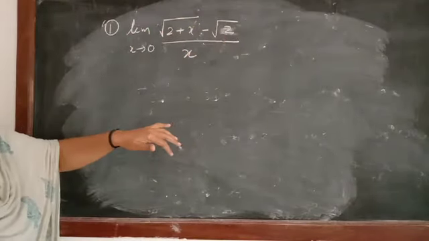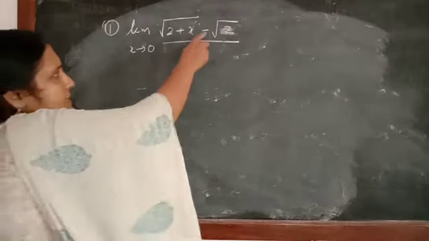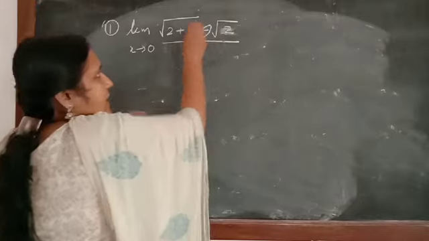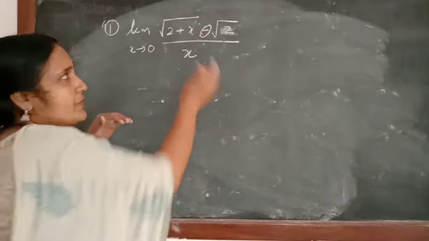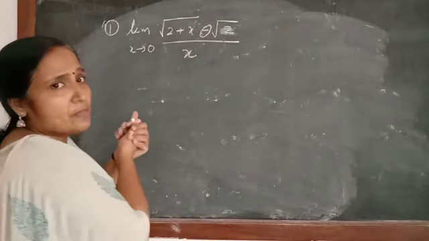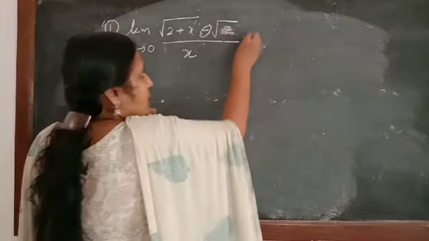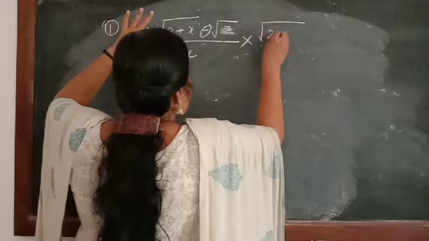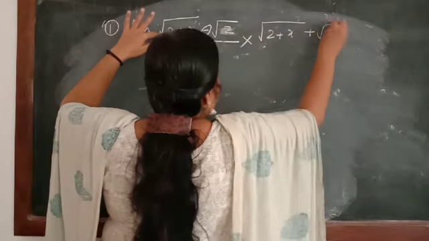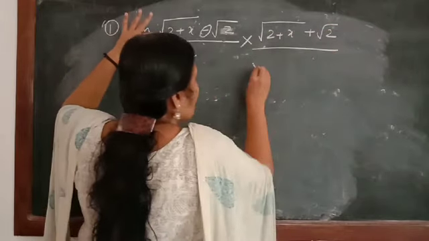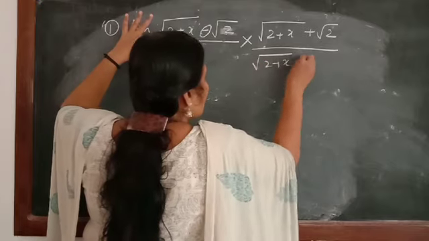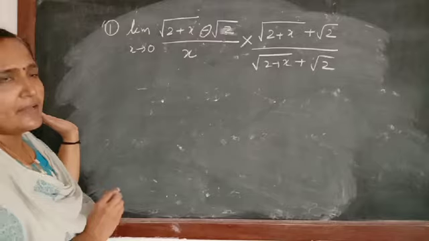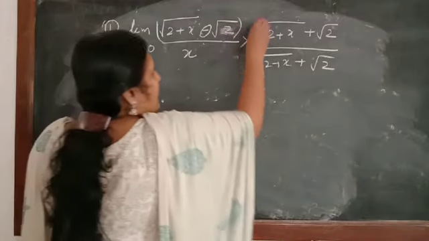How we are going to rationalize it? Here, just to check, the numbers should be same only. Whatever the sign is there, just to change the sign. If it is negative, we will multiply it by positive. Both numerator and denominator. So just to multiply here, root 2 plus x plus root 2 by root 2 plus x plus root 2. So we are going to multiply both numerator and denominator by same number here.